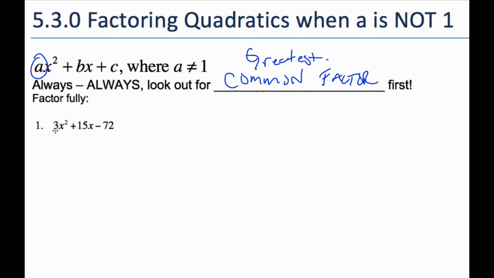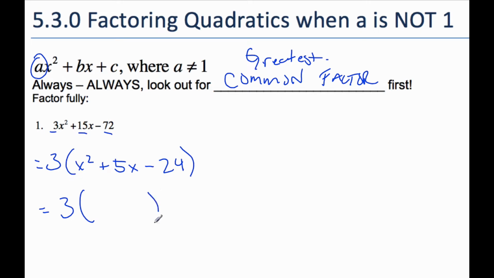I look at a, which is not 1, a is 3. Is there a common factor here? Yes. I think 3 is my common factor. And so I can pull out the 3 and I get x squared plus, well, 15 divided by 3 is 5x. What's 72 divided by 3? 24 maybe? Yes, I think it's 24. Okay, and so now a is 1.